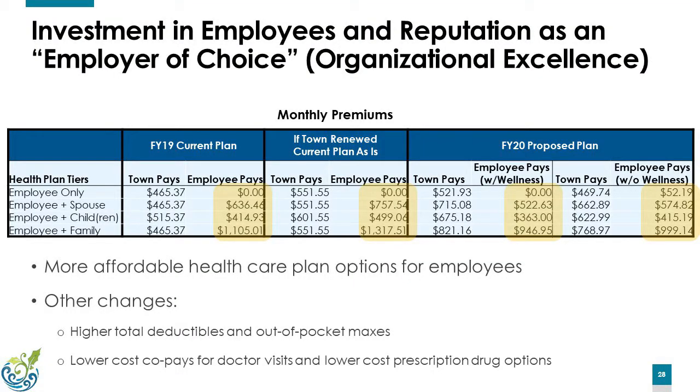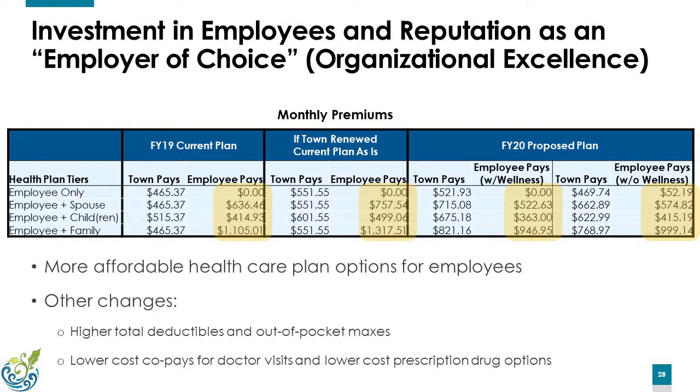And I want to apologize. I know on this side there's a lot of data, but I want to tell you the full story on how we've made healthcare plan options more affordable for our employees. And let me start by first talking about our current plan. In our current plan, we have 4 health plan tiers. There's an employee-only component, there's an employee plus spouse, an employee plus child or children, and then employee plus family.